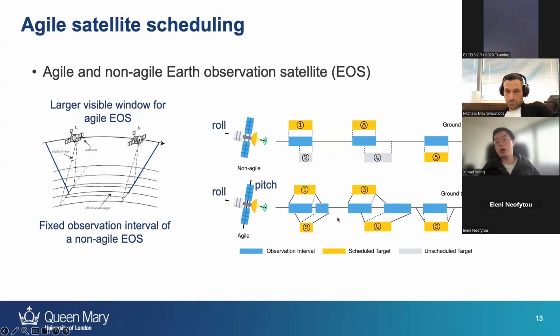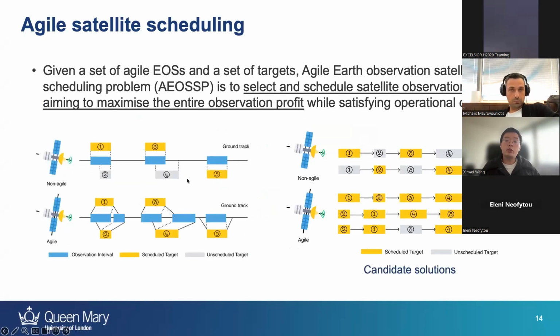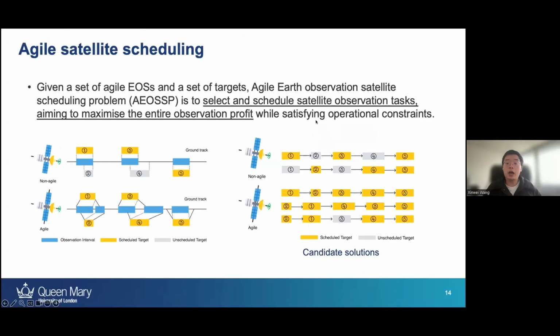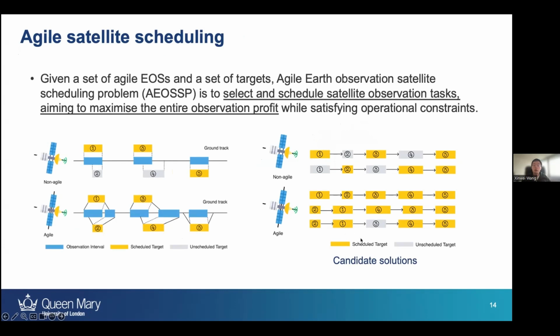However, it also makes the problem more complicated because we not only need to select the targets to be observed, but also we need to determine an exact time observation interval as shown here. So this motivated us to investigate the agile satellite scheduling problem. Suppose we have a set of agile Earth observation satellites and a set of targets to be observed. We aim to select and schedule observation tasks to maximize the entire observation profit while satisfying operational constraints. Notice that now we have infinite solutions to an even very small AEOSSP, because the observation start time for a target can be any value within a visible time window.